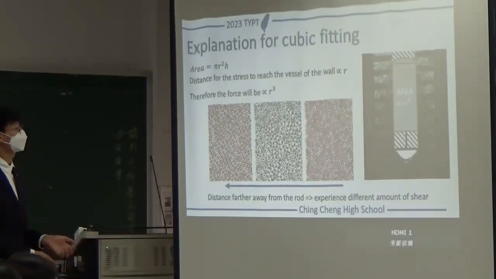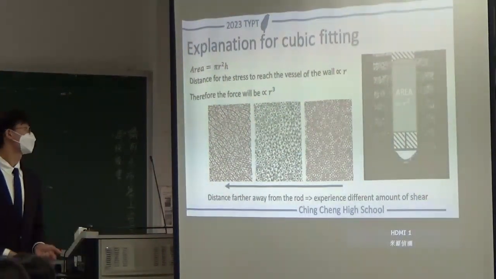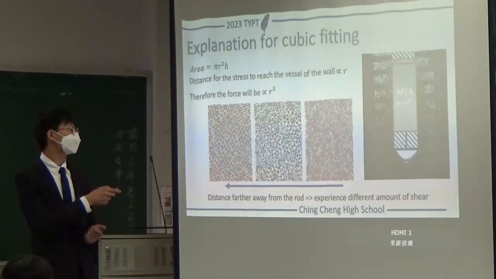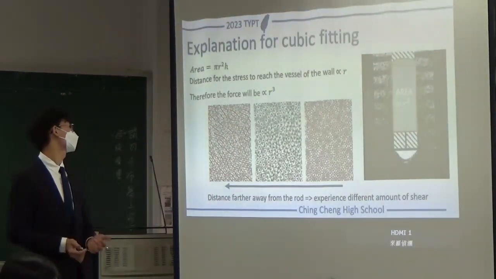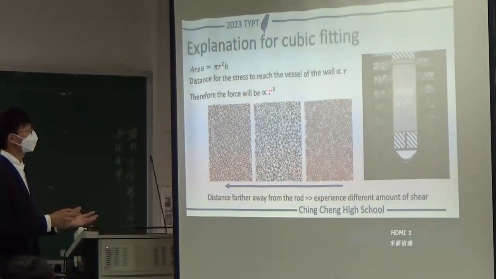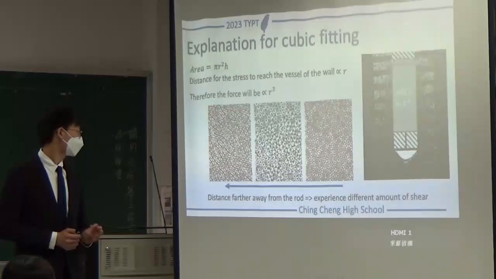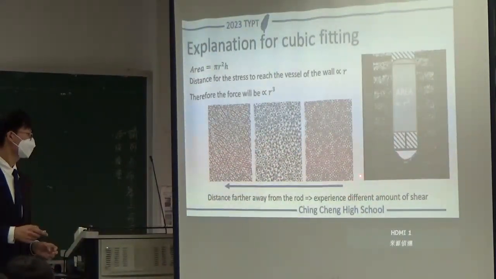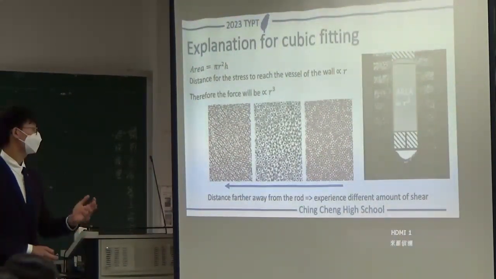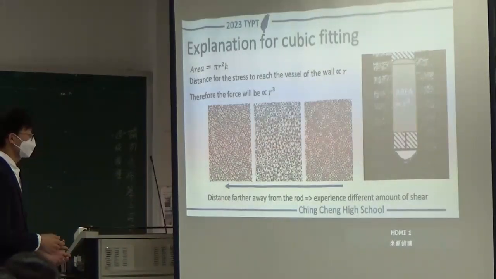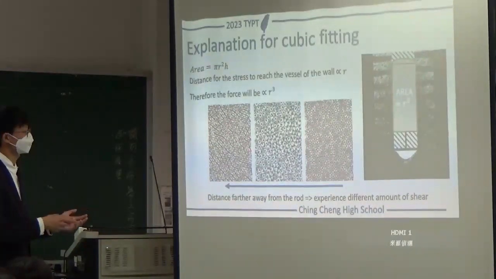And the explanation for the cubic fitting: the area equation is pi r squared h, and the distance for a stretch to reach the vessel wall is proportional to r. And therefore, the force will be proportional to r. And we can see when the radius is farther from the center, it becomes some strain condition to the force chain.